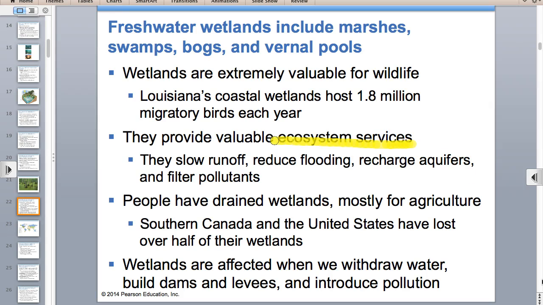So wetlands are really important, and on the AP exam, what they're going to ask you about for wetlands is the ecosystem services. And so wetlands can absorb a lot of water. They kind of act like a sponge.